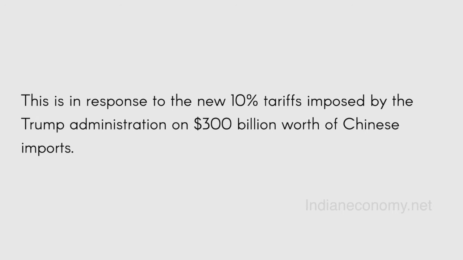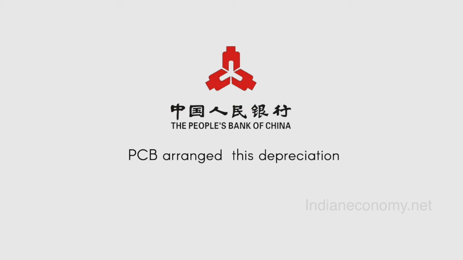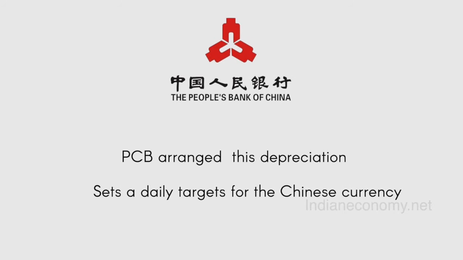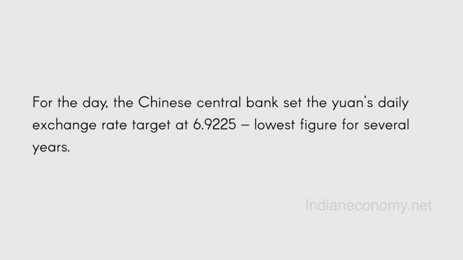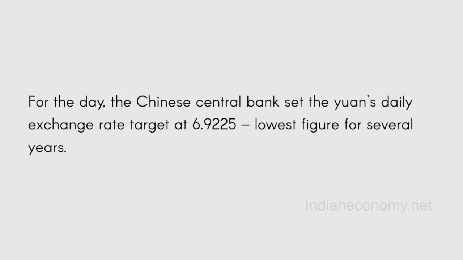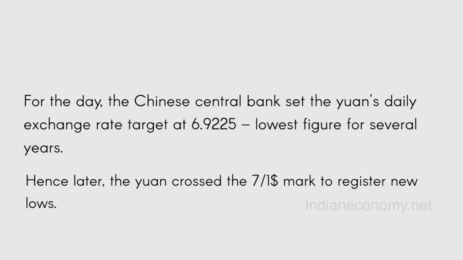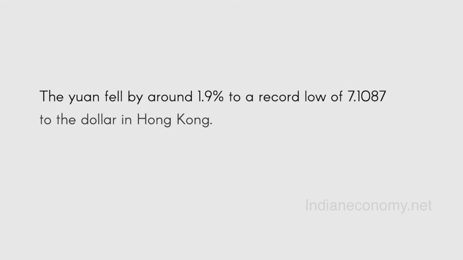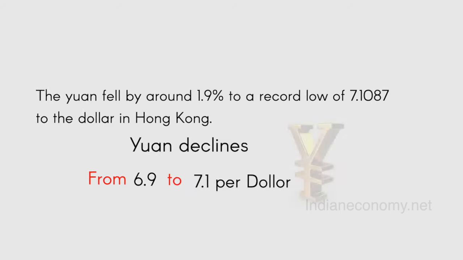This was done by Trump a few days back, and we will see how the Chinese central bank, the People's Bank of China, has arranged this depreciation. Usually the PBC sets a daily target for the Chinese currency, and for the day the Chinese central bank set the yuan's daily exchange rate target at 6.9225, also the lowest figure for several years. So that was the target set by the PBC on August 5, and later the yuan crossed the 7 yuan per dollar mark to register new lows. The yuan fell by around 1.9% to a record low of 7.1087 to the dollar in Hong Kong.